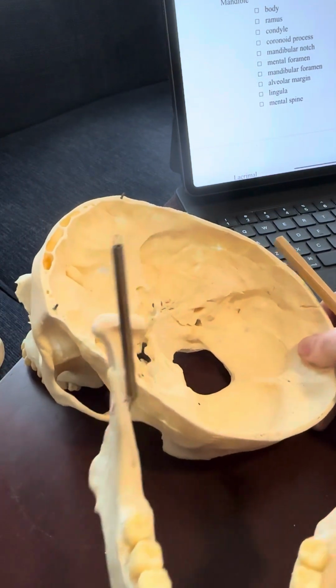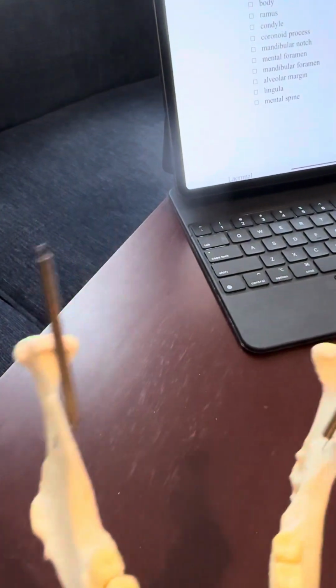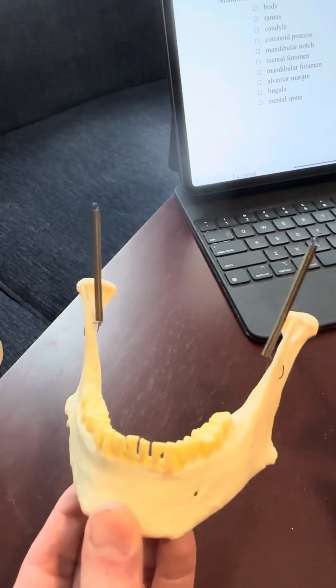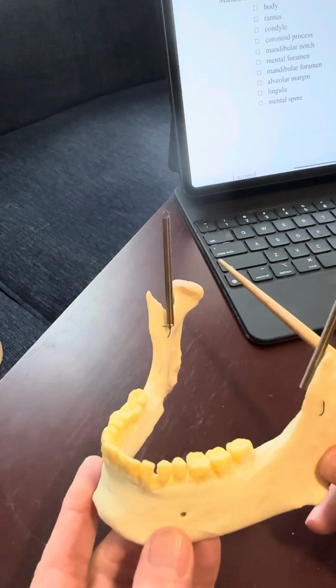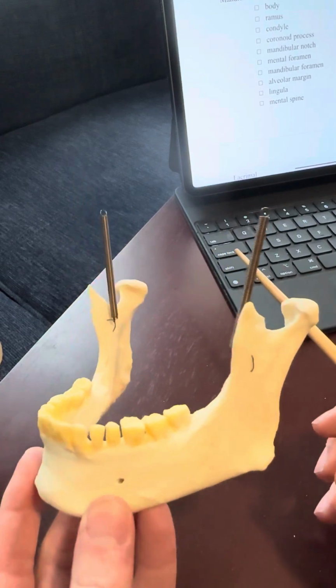Okay, and there it is. Let me put the skull down. And here's the mandible here. Okay, let's go through the multiple parts of the jaw, the lower jaw, the mandible.